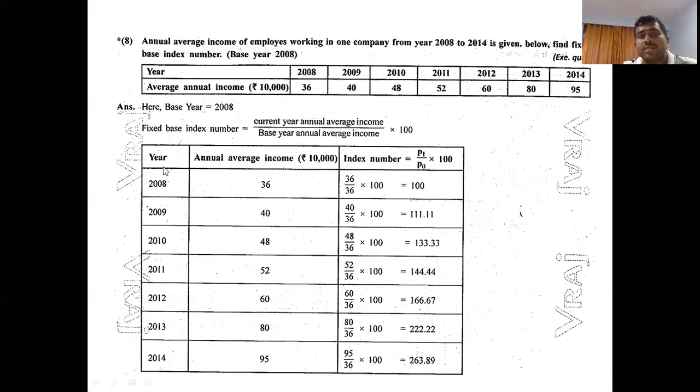So in 2008, what is the value? 36. And what is the base year value? That is also 36. So 36 divided by 36 into 100. How much does the final answer come to? 100. Then comes 2009, 40. So 40 divided by 36 into 100, 111.11. So for example 80. Now don't see the answer. 80 divided by 36. If it is chain based, 80 divided by 60. Right? I think it's clear. Okay, you can see the answer.